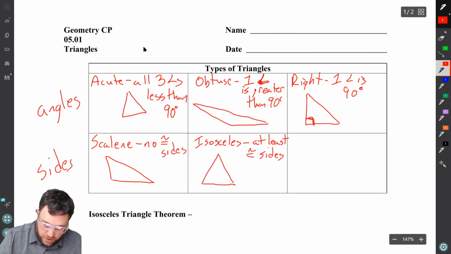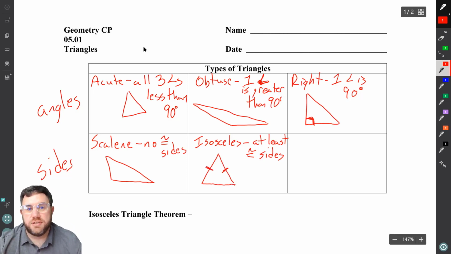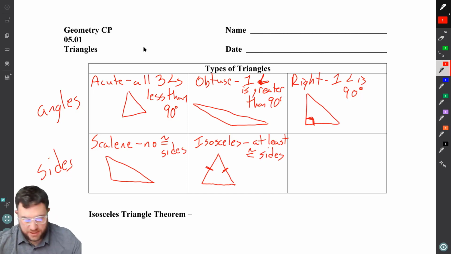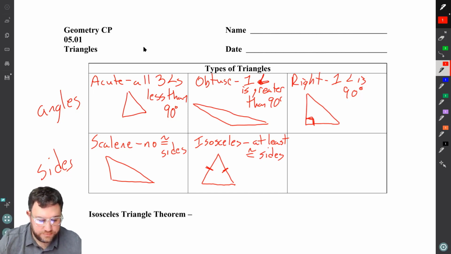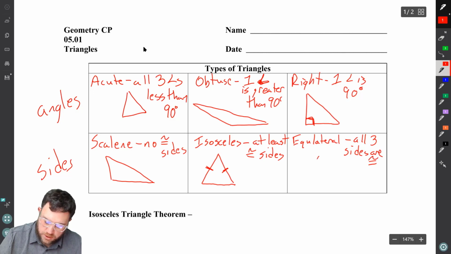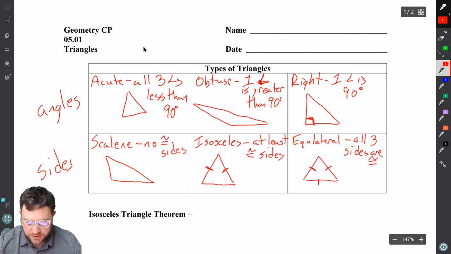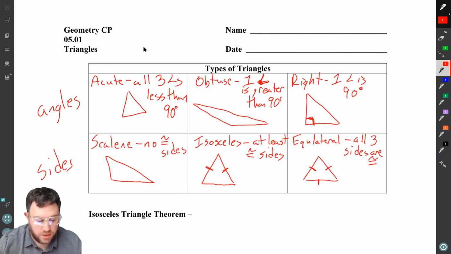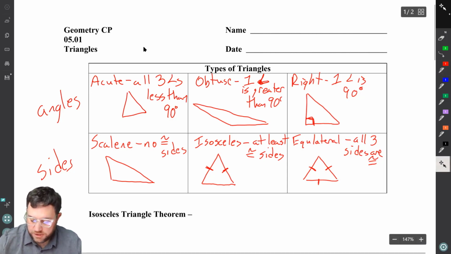And so when we draw a triangle, if it's isosceles, we have 2 sides that are just marked congruent, or we're given a statement that says 2 of them are congruent. And finally, we have an equilateral triangle. And that's when all 3 sides are congruent. And to draw that, we draw our triangle, and we have to mark or have a statement saying that all 3 sides are congruent. And like I said, all of this information so far should not be new to you.